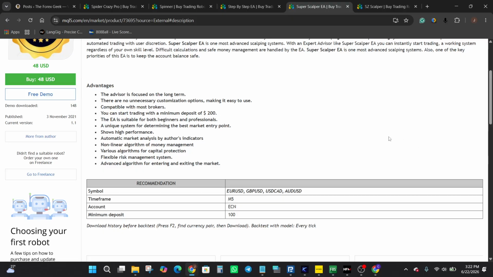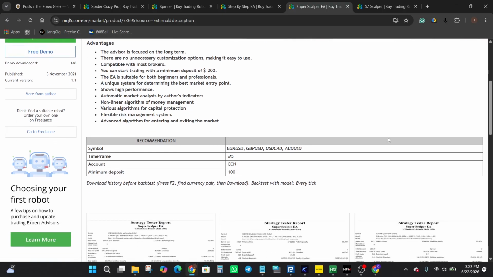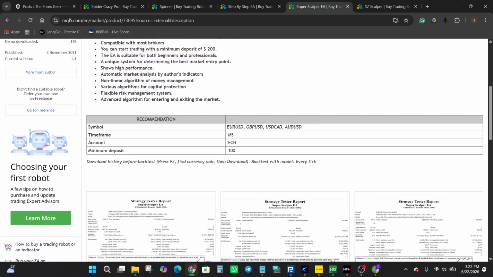Before moving into the testing section, let us take a look at the recommended trading environment. The developer recommends using the EA on Euro USD, GBP USD, USD CAD, and AUD USD with the M5 time frame. An ECN account is suggested and the minimum deposit recommendation shown on the page is $100. The developer also advises downloading complete historical data and using every tick modeling when running backtests.